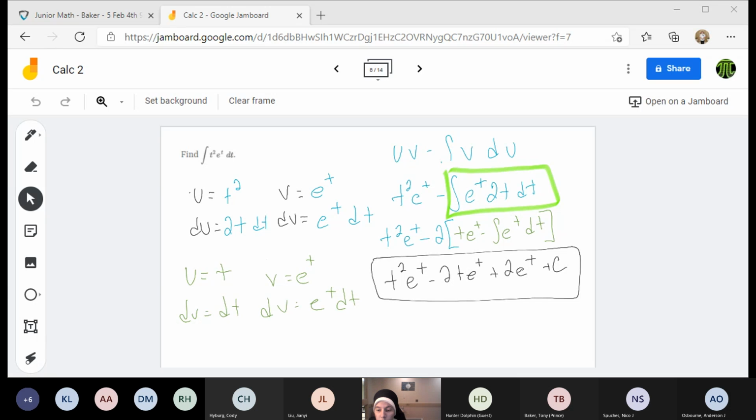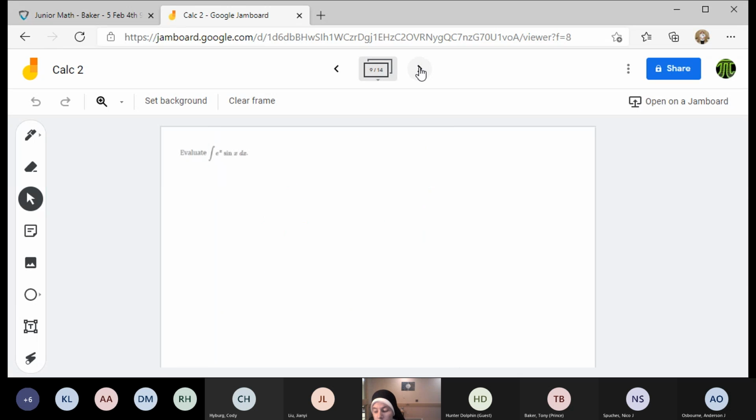All right, let's look at the next one. All right, so this one, we have the integral of e to the x sine x dx. So my two pieces that I have are e to the x and sine x.